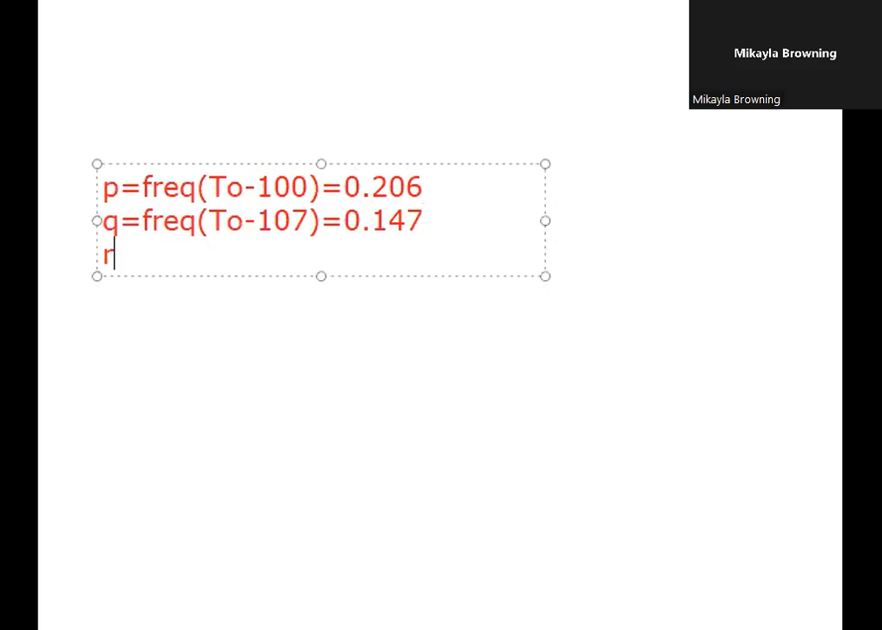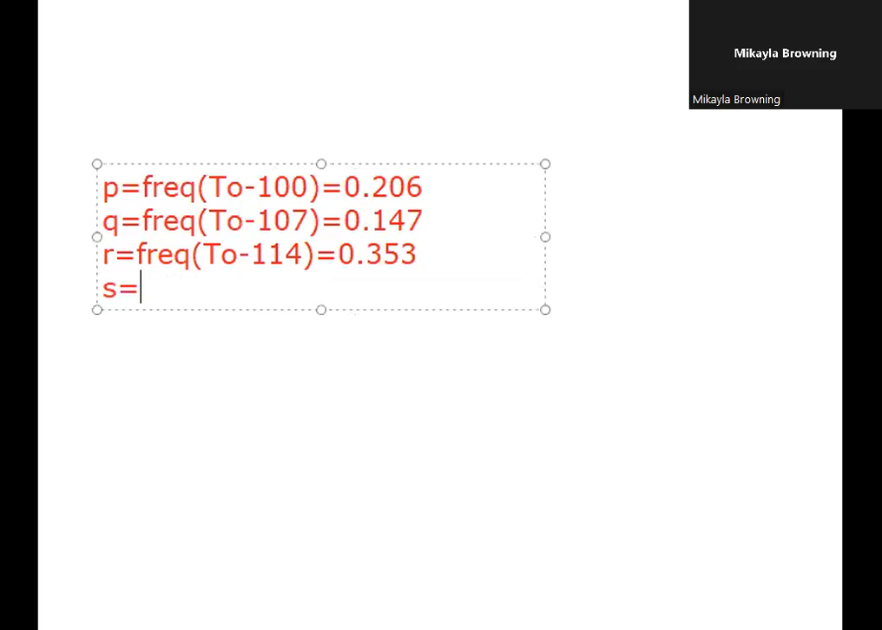And we can call R the frequency of the TO-114 allele, which is 0.353. And S is the frequency of the TO-120 allele, and that's 0.294. Okay, great. What we want to know is whether the population's in Hardy-Weinberg equilibrium or not.